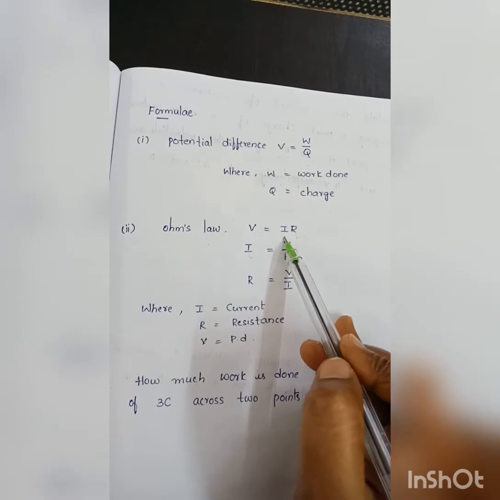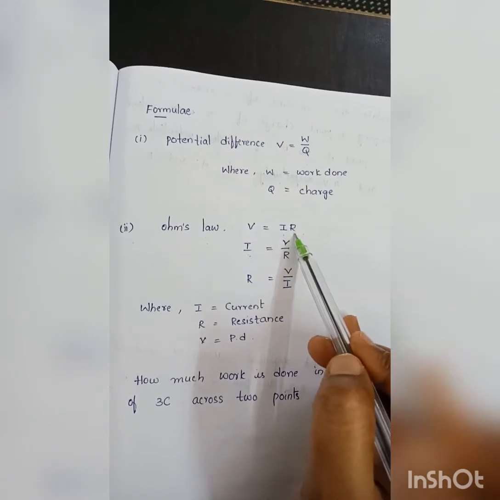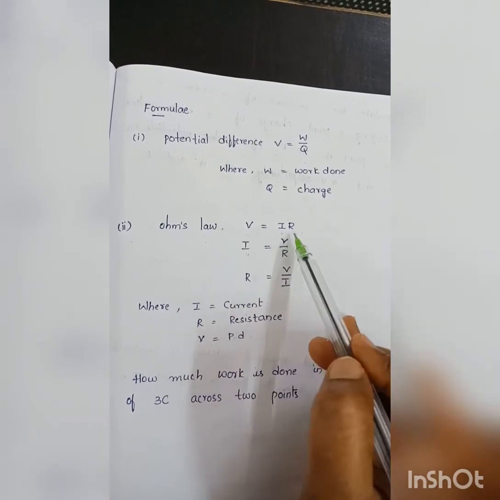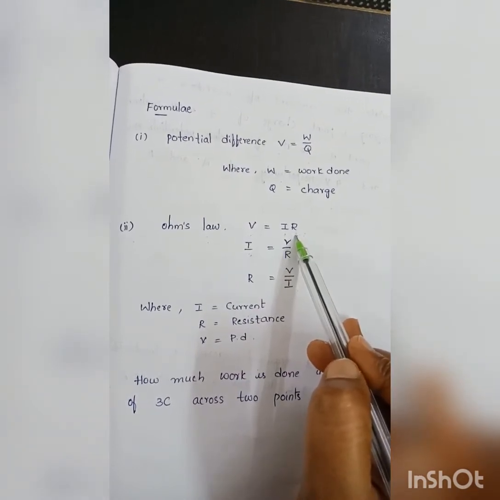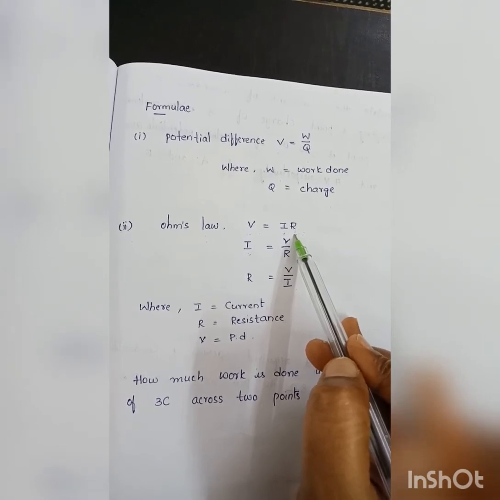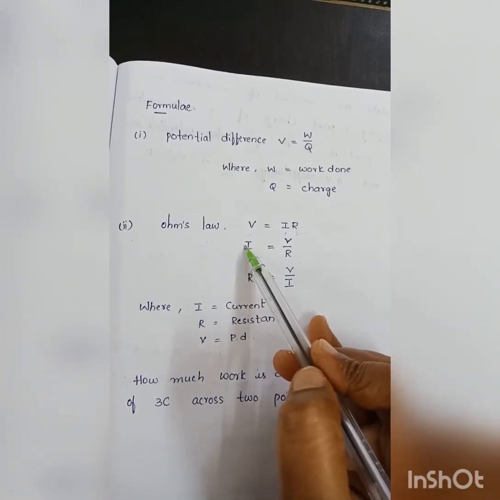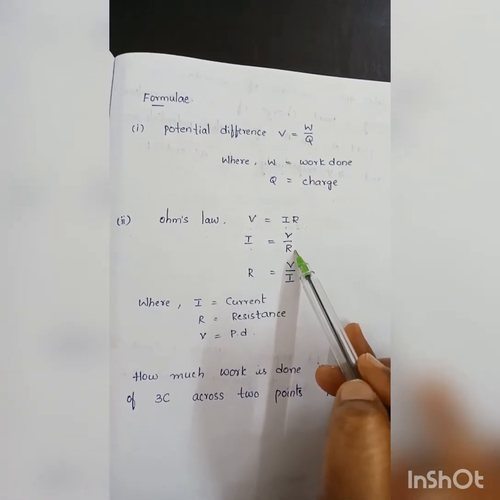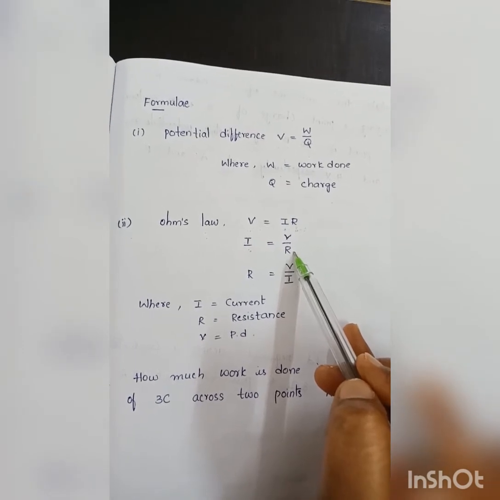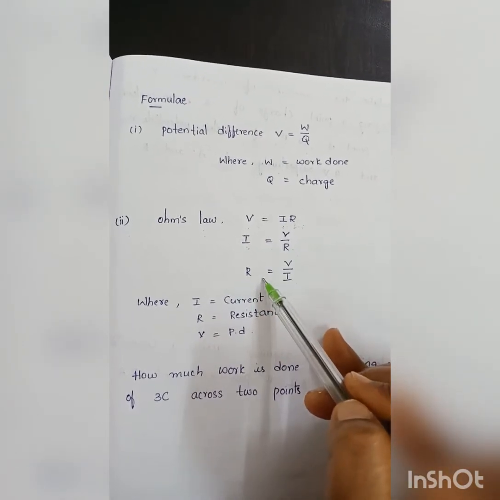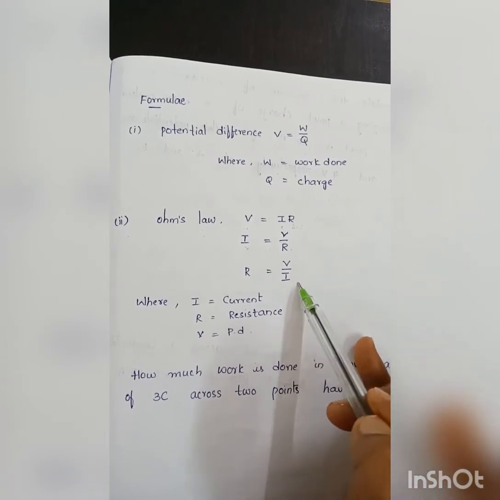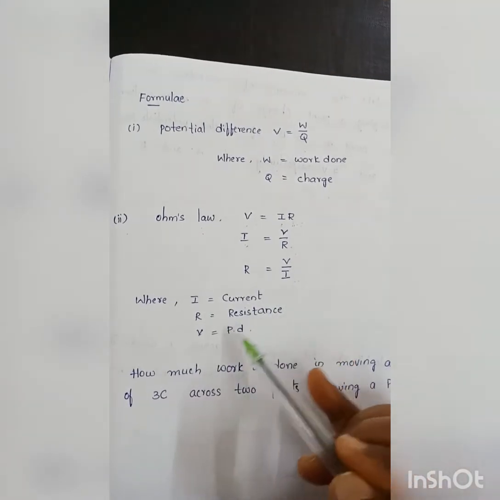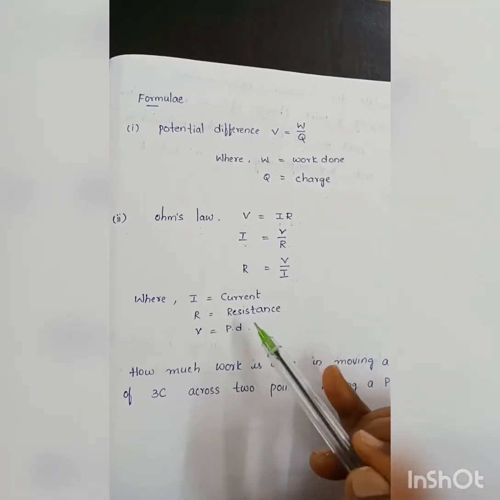If we want to calculate I, then bring R towards the left side. As R is multiplying to the right with I, when it comes to the left, it comes down, that is in the denominator. I equals to V by R. Like that we transformed the equation for current I equal to V by R. Similarly, R equal to V by I, where I is current, R is resistance and V is potential difference.